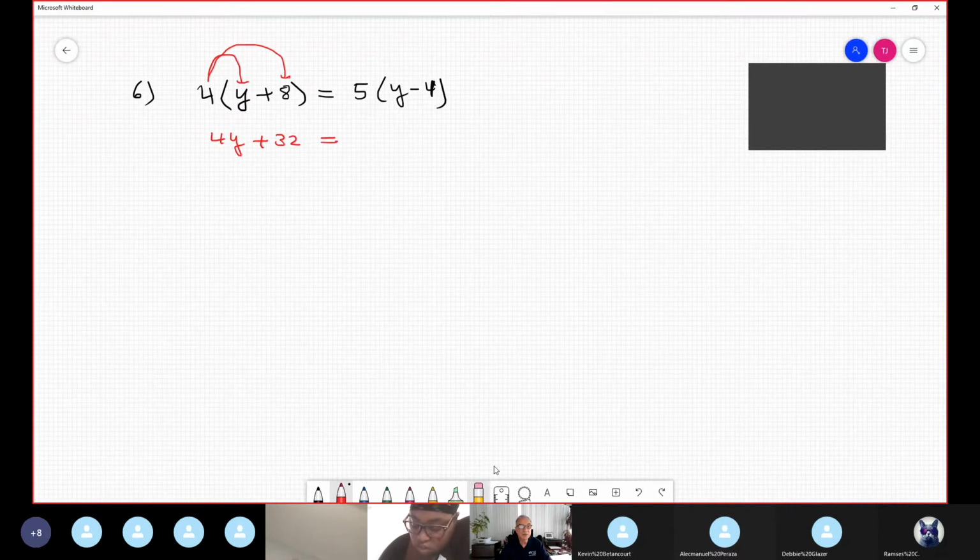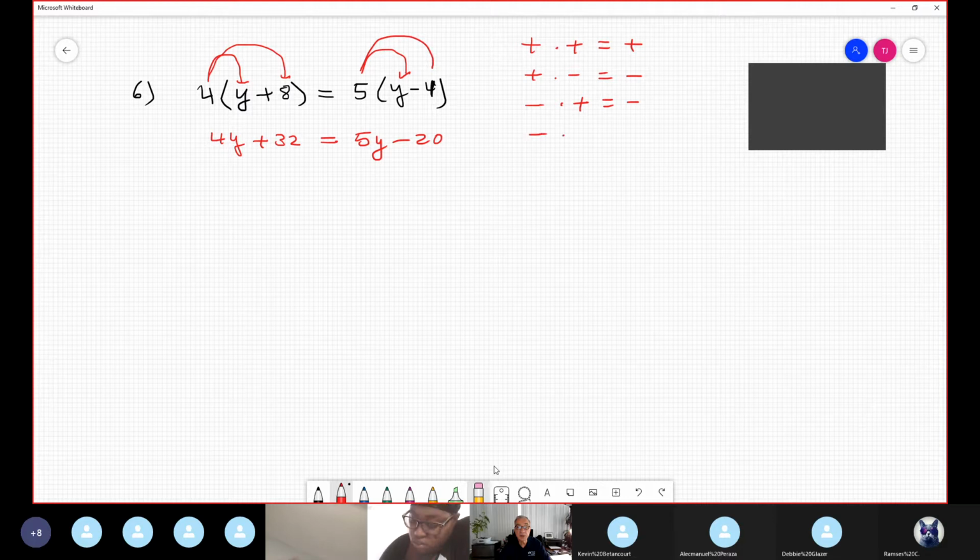Equal, likewise, 5 multiplied by y is 5y, and 5 times negative 4 is negative 20. Don't forget the sign. When you multiply positive times positive, it's positive. Positive times negative is negative. Negative times positive is also negative. And negative times negative is positive. So it's easy to remember: when you have the same sign, it's positive, and different, it's negative.